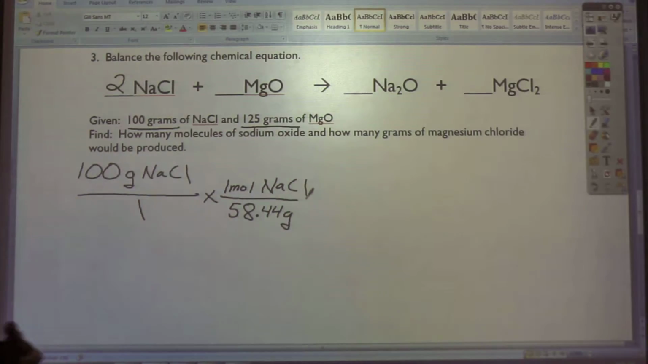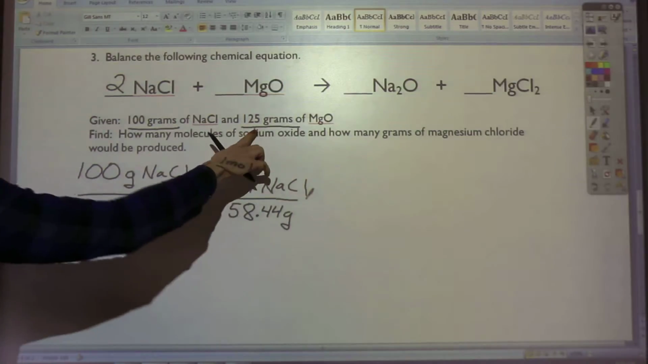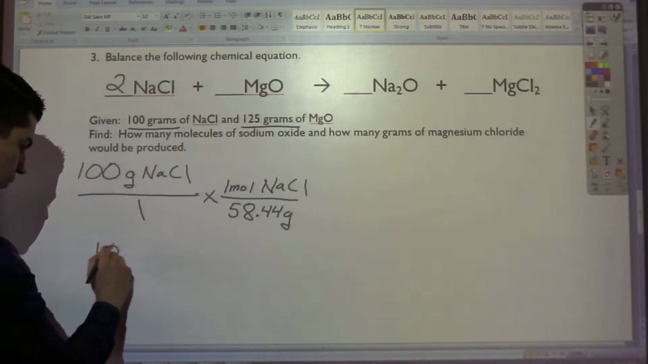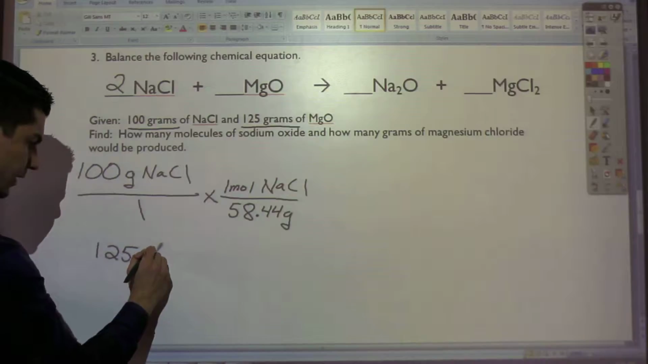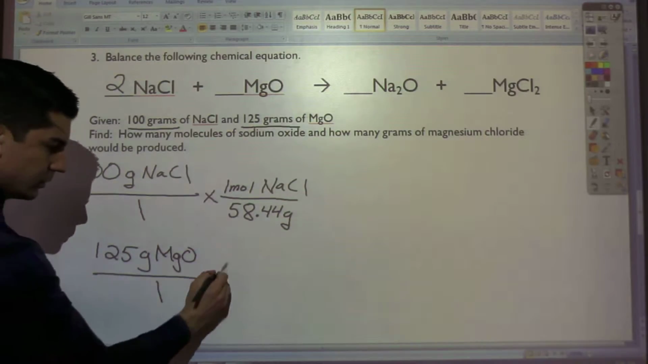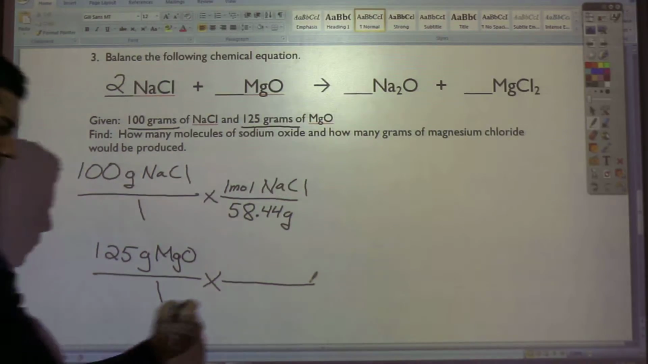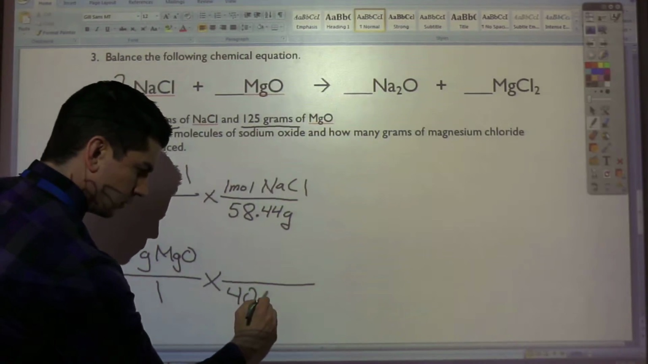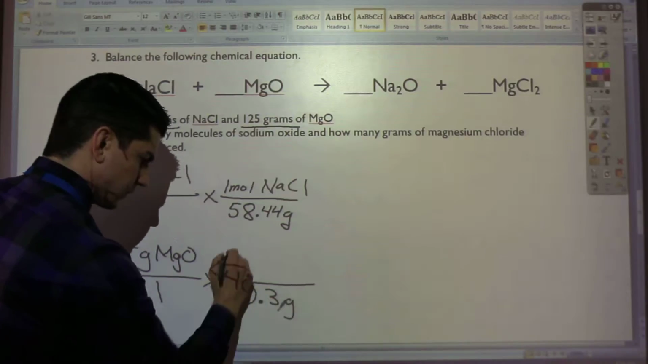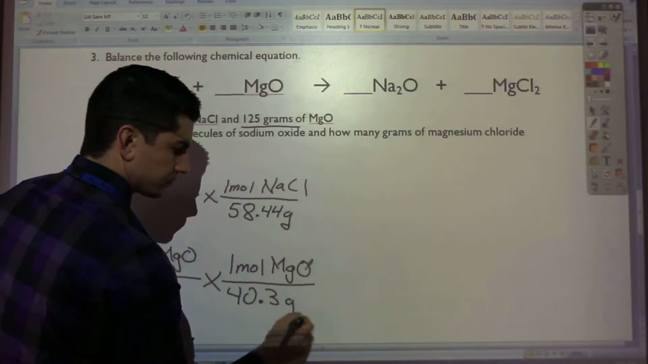And we're going to do the exact same thing for magnesium oxide. We are going to go from grams given to moles. So we have 125 grams given. Put that over 1 as we always do. And our molar mass of MgO is 40.3 grams in 1 mole of MgO.